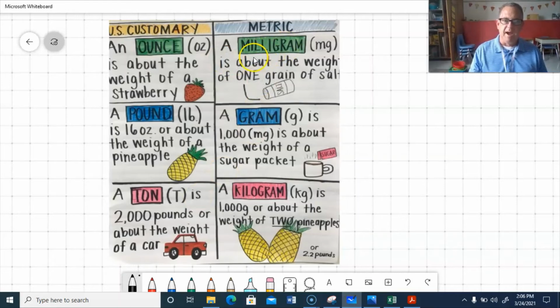Now for the metric mass, the first one's a milligram, and we think a grain of salt would be about a milligram, the mass of a grain of salt. A gram would be about the mass of a packet of sugar, and a kilogram, they're saying, has about the same mass as 2 pineapples. And another example I think of for a kilogram is a hardbound dictionary, or a larger textbook would be about a kilogram.